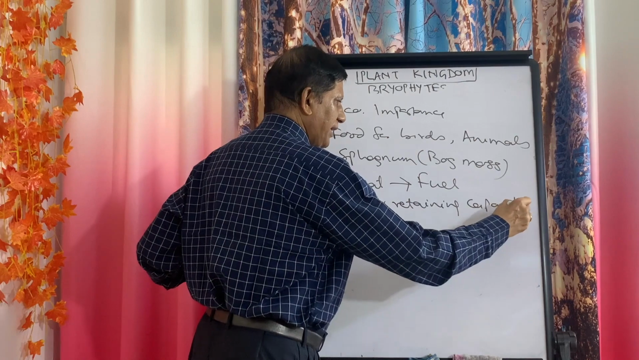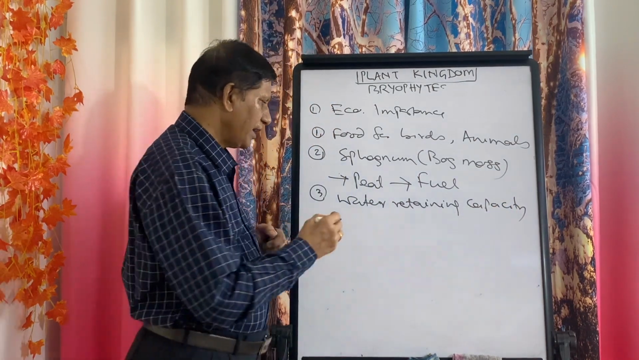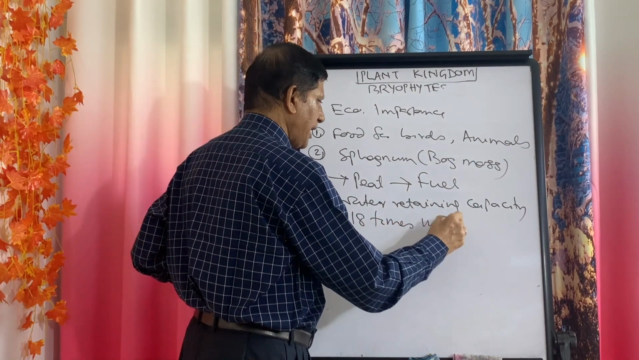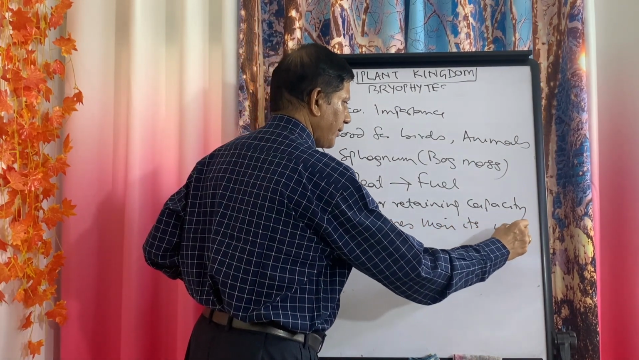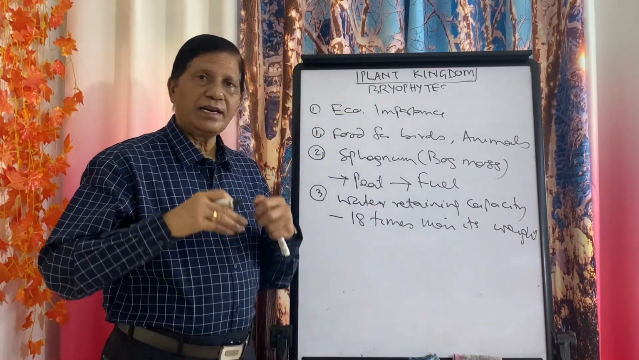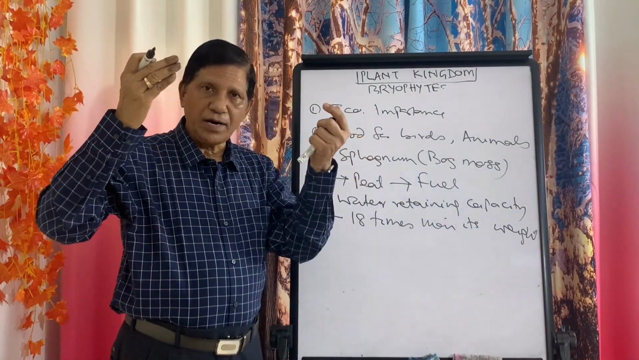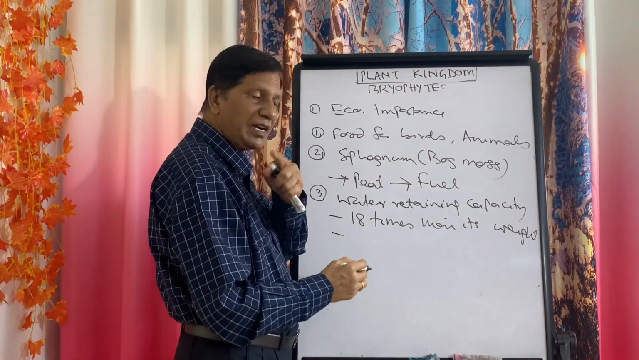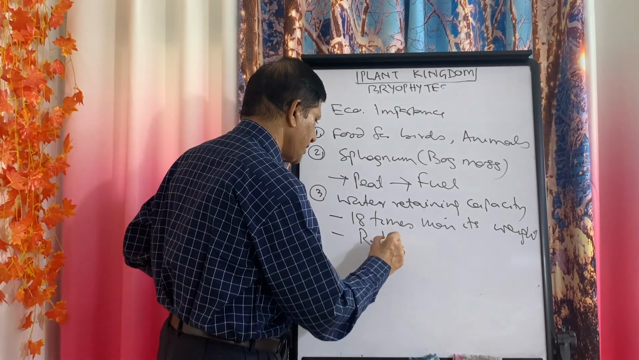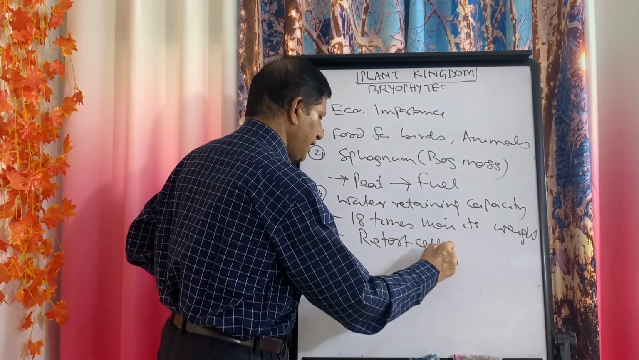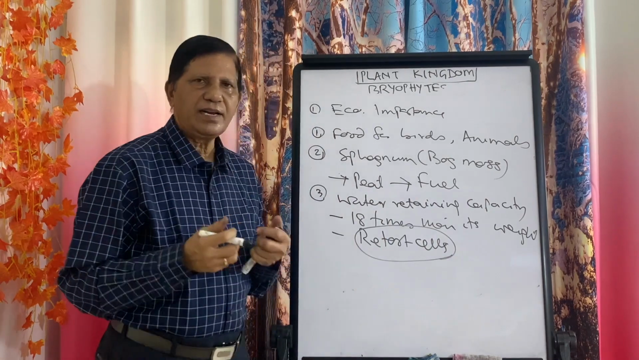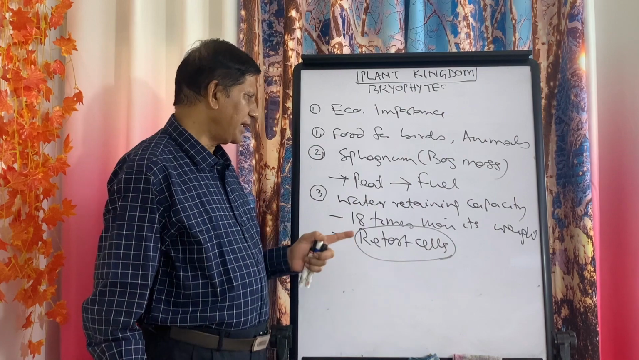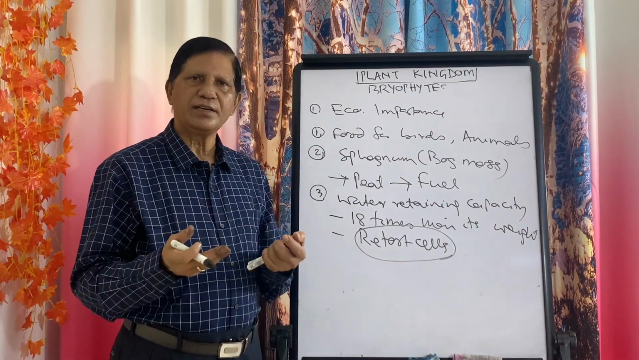And how much water can it usually conserve within it? Usually 18 times than its weight. It can carry 18 times of water than its original weight, because it has some special type of cells known as retort cells. These retort cells usually contain a sufficient amount of water. So because of this capacity, this sphagnum is used in nursery.